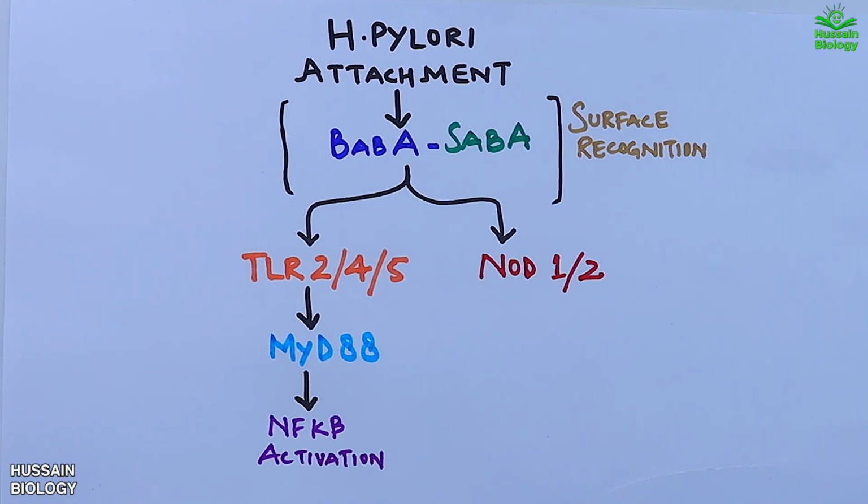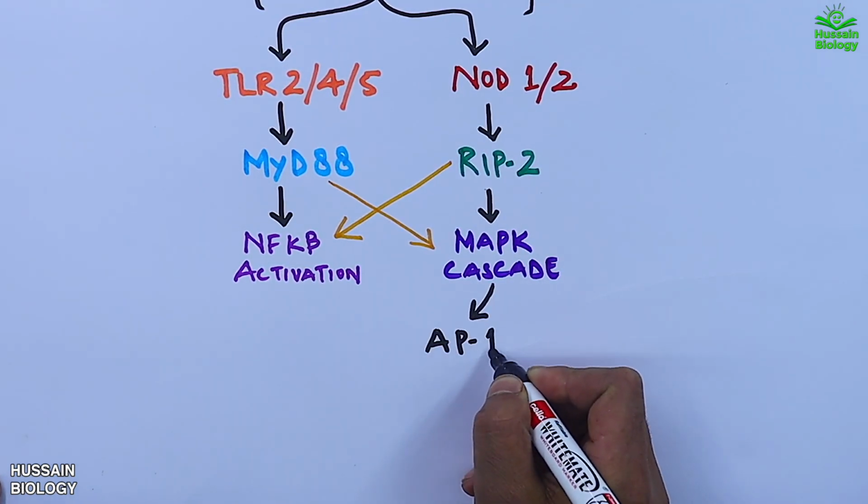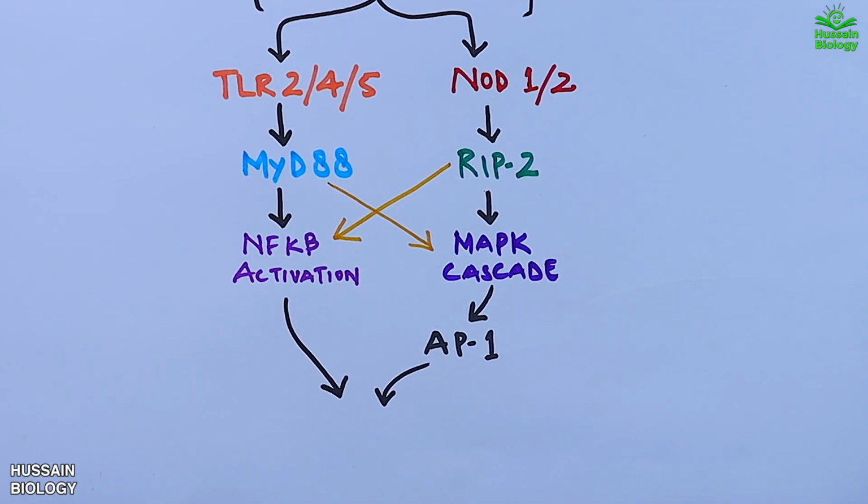Simultaneously, NOD1 and NOD2 receptors inside the host cell recognize peptidoglycan fragments from Helicobacter pylori. This activates the RIP2 molecule, which in turn stimulates the MAP pathway. The MAP pathway or MAP cascade leads to activation of AP1, that's activator protein 1, which regulates gene expression involved in inflammation.